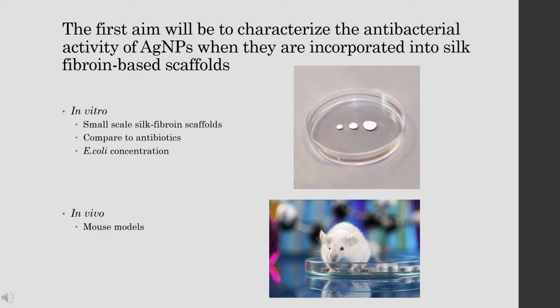The bacteria used in this experiment would be E. coli due to their well-known characteristics. The results would be analyzed based on the concentration of leftover E. coli after a certain amount of time after treatment with silver nanoparticles, antibiotics, or neither as a control. The next step of this aim would be to graduate to silk fibroin scaffolds in vivo using mouse models and testing for the same specifications.